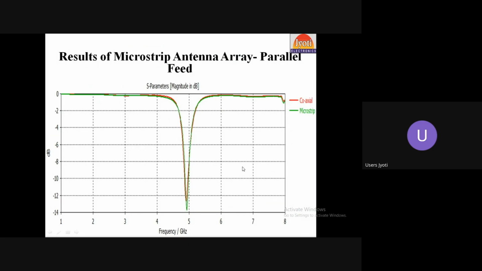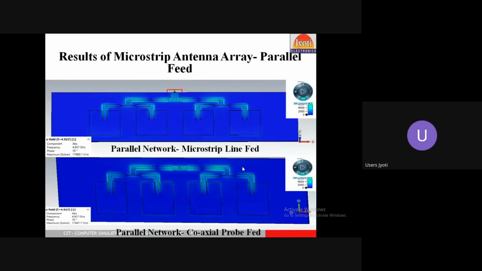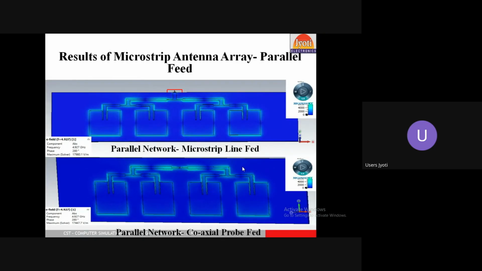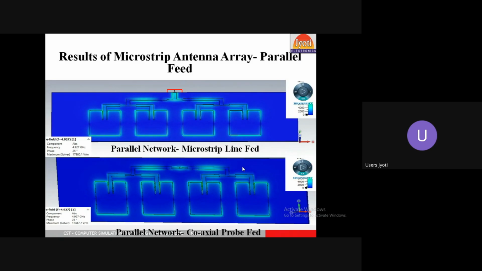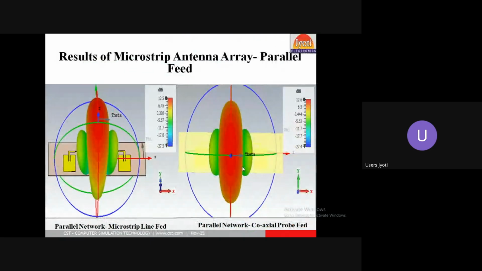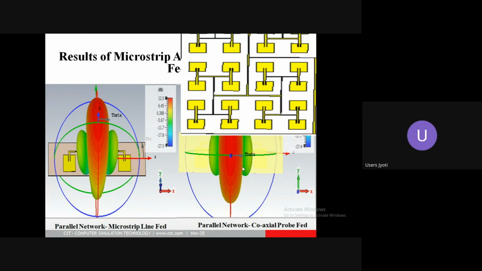Here you can see the red one is coaxial and the green one is the microstrip. Also, you can see the radiation pattern and our S parameter, which denotes at which frequencies our antenna resonates, and that will also change. Here you can see the parallel network electric field. Also, you can see how the radiation pattern will be changed. Here the side lobe is decreasing compared to the first one, and you can see the higher directivity as well.